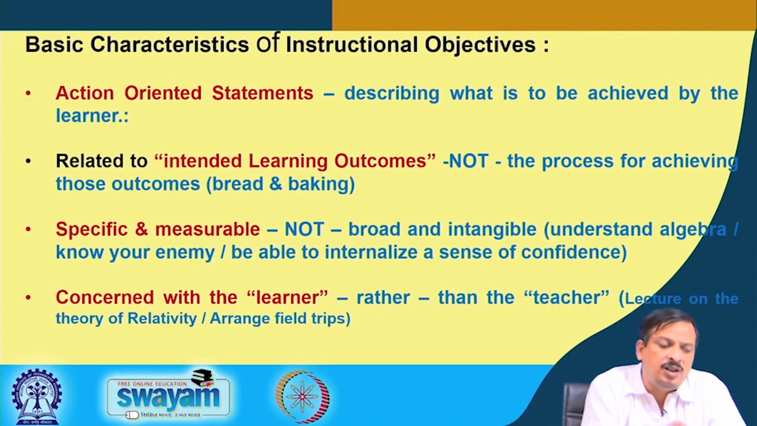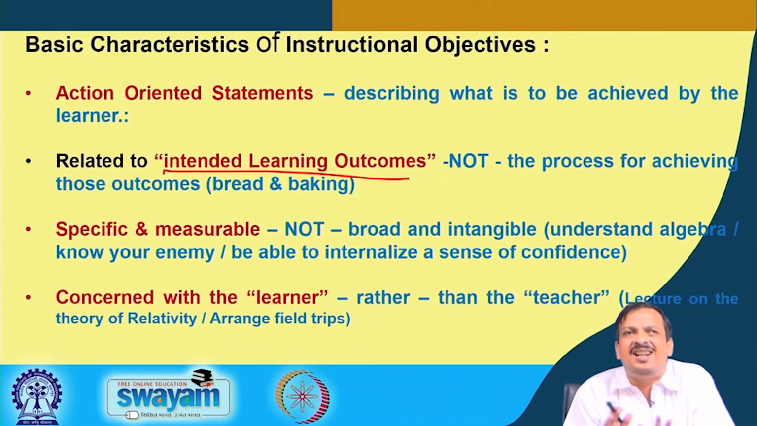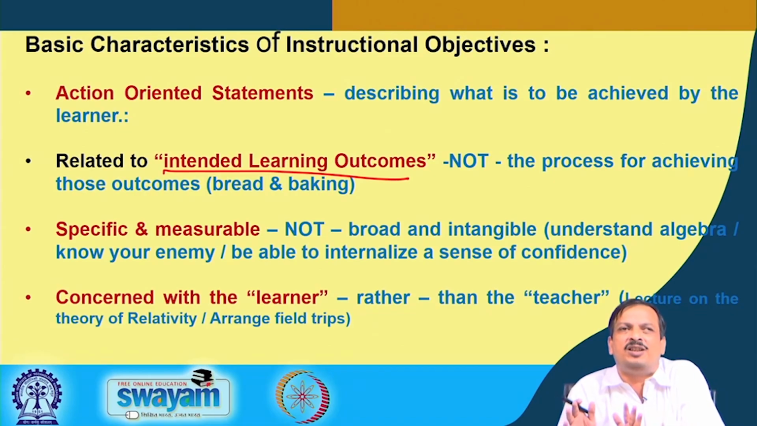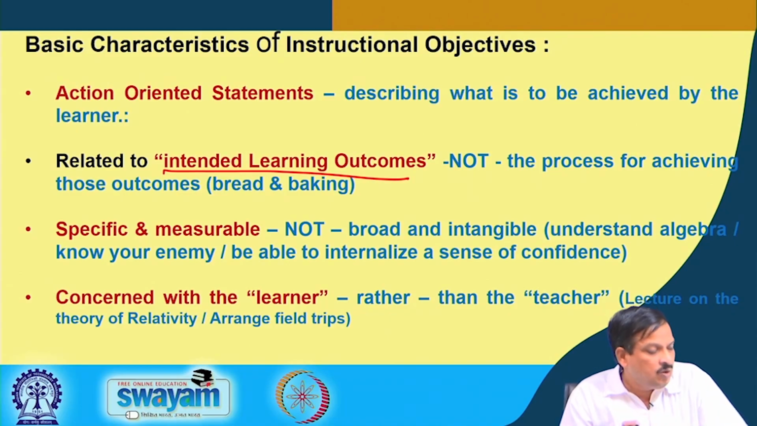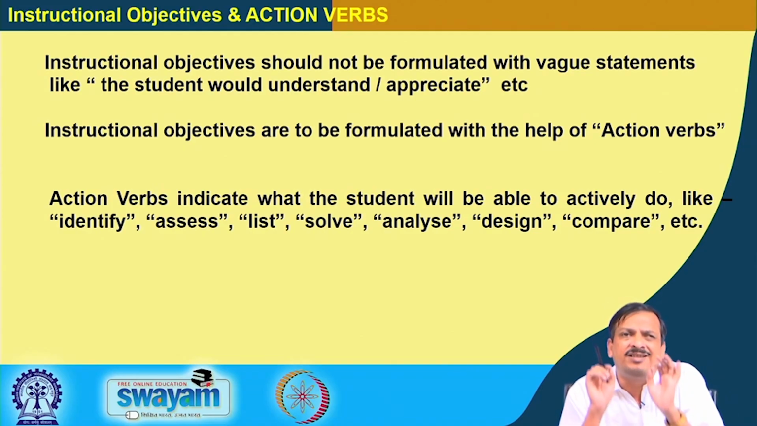An instructional objective is an intended learning outcome. What I said, instructional objective means outcome, specific and measurable, concerned with the learner. So, it is learner centric. So, many times I will say outcome instead of instructional objective. So, outcomes are learner centric, not teacher centric.